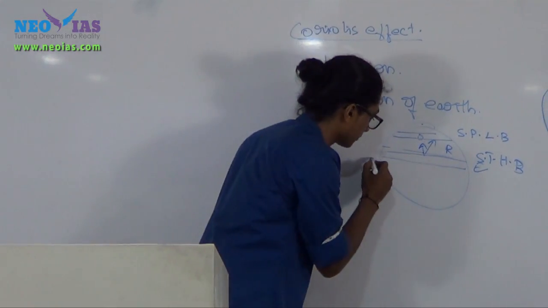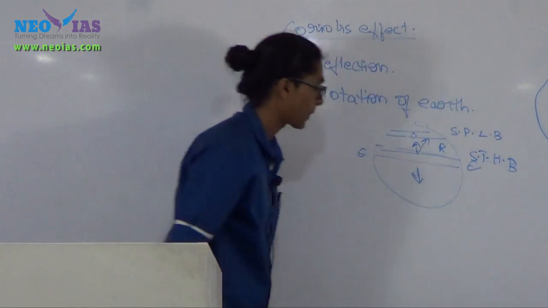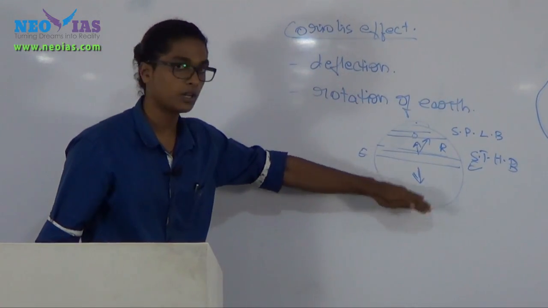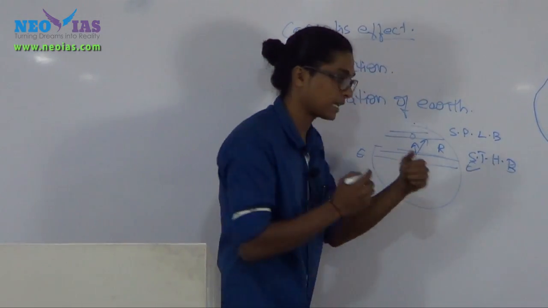At the same moment, say a wind is moving from the equator to the poleward region in the southern hemisphere. This deflection will be towards the left.